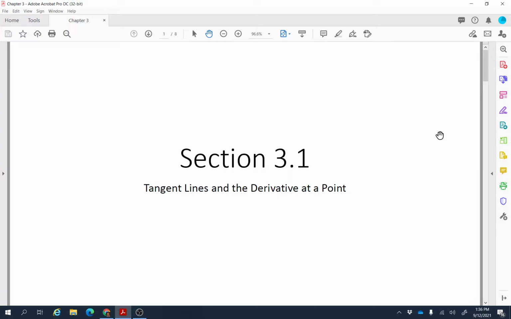For example, let's say you have a function. This is the graph of a function. You would like to find out the changing rate of this graph at any point. Then basically you are trying to find the derivative of that function at that particular point, which can be found by finding the tangent line, by finding the slope of the tangent line at that particular point.